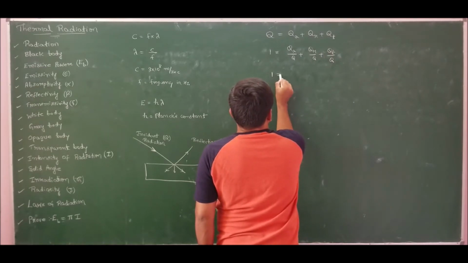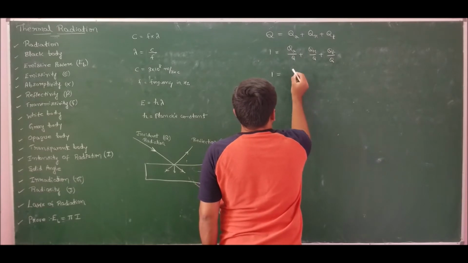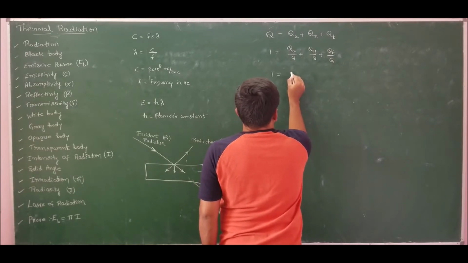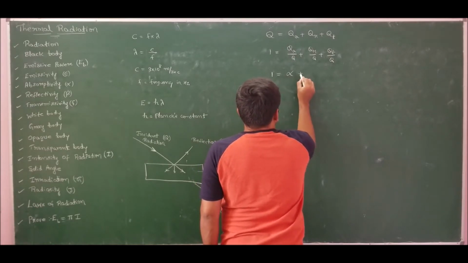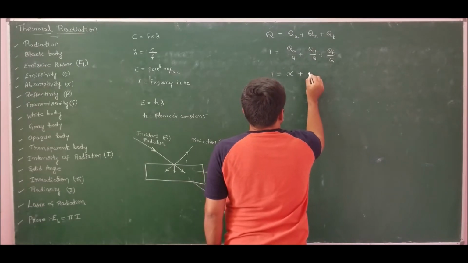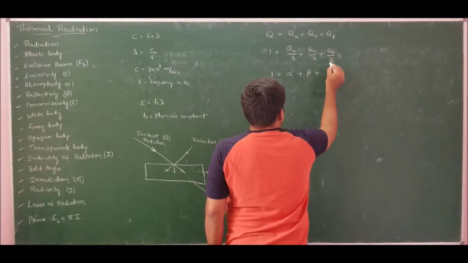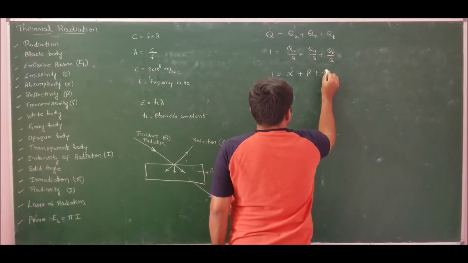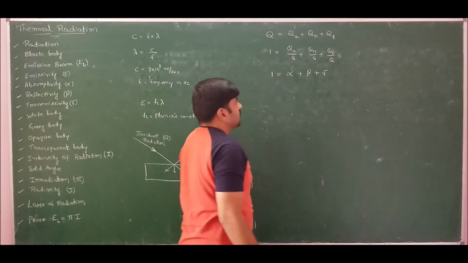So therefore, QA by Q is nothing but absorptivity, which is defined as alpha. QR by Q is defined as reflectivity, which is defined by the symbol beta, and QT by Q is defined by gamma, which is nothing but transmittivity.